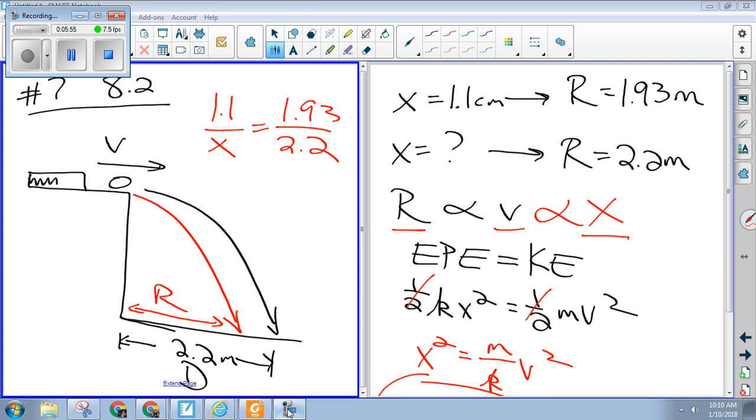Is everybody okay with this? Daniel, what's the actual answer? 1.25. Is it a coincidence that you can just make a ratio with the r and x values and solve for the other? No, that's the point of this whole thing. So you don't have to do the EPE equals KE thing then? The reason you have to do the EPE equals KE thing is to show that the velocity at which the marble comes out of the gun is proportional to x. Does that make sense? Okay, cool. Any other questions on this one?